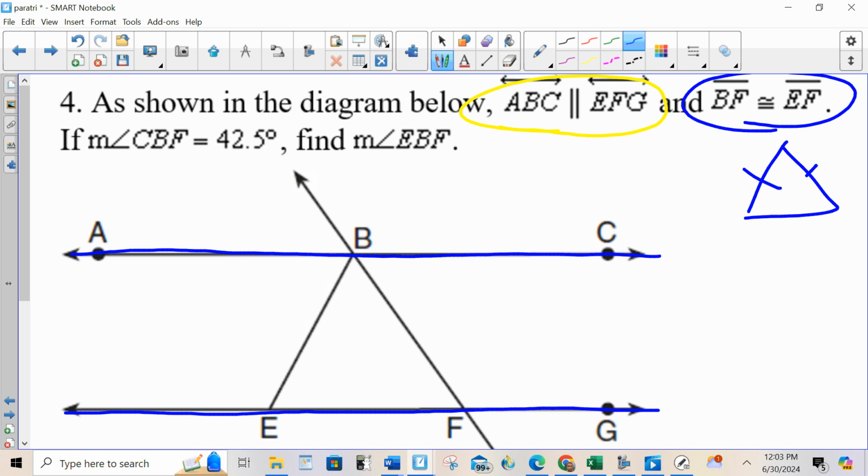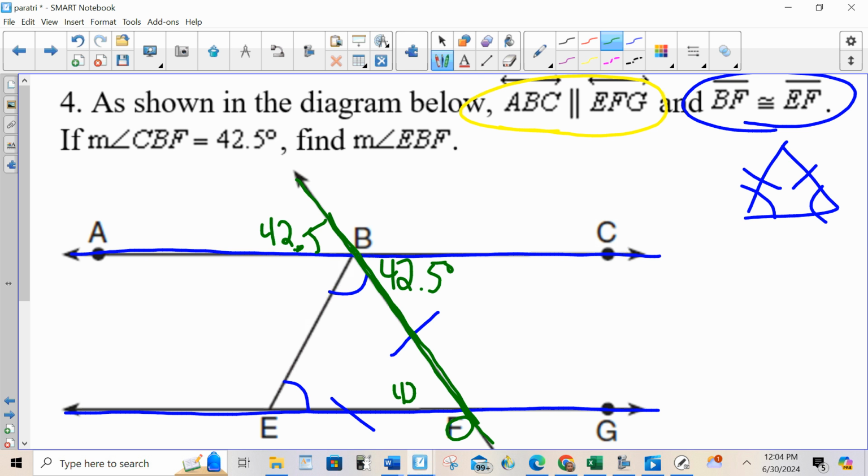So when it tells me the two sides are congruent, I mark those sides and the angles opposite them. BF, EF. So this angle and this angle must be the same. It says that angle CBF equals 42.5. Well, since I have parallel lines, the transversal that contains that 42.5 is this one. I extend it and I follow it. At what letter does it hit the other parallel line? F. So if this is 42.5 and this is 42.5, when I follow my transversal, F also has 42.5.